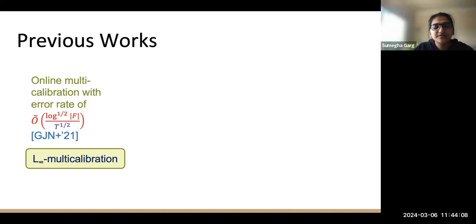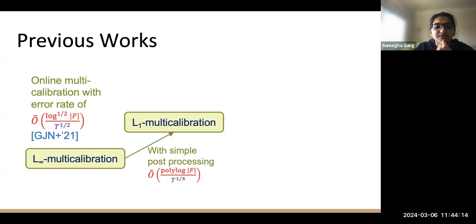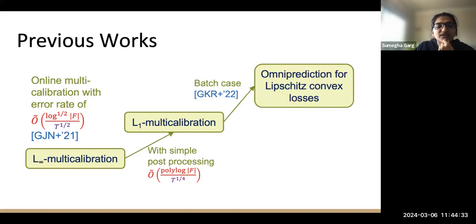And as we discussed on the previous page, L infinity multi-calibration error is always less than or equal to the L1 multi-calibration error. So with some simple post-processing, we get an algorithm for L1 multi-calibration error with the error rate of 1 by t to the 1 by 4. So you lose on the error rate. And L1 multi-calibration error is important because in the batch case, we need it to be small to achieve omni-prediction for Lipschitz convex losses. So the previous work gives us that for finite hypothesis classes, you can achieve omni-prediction for Lipschitz convex losses with the regret rate of 1 by t to the 1 by 4.